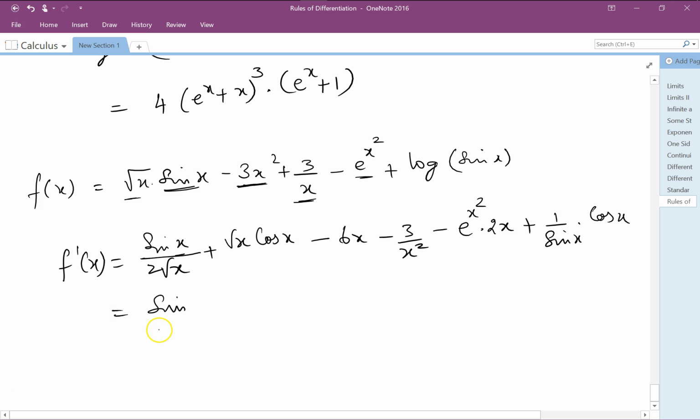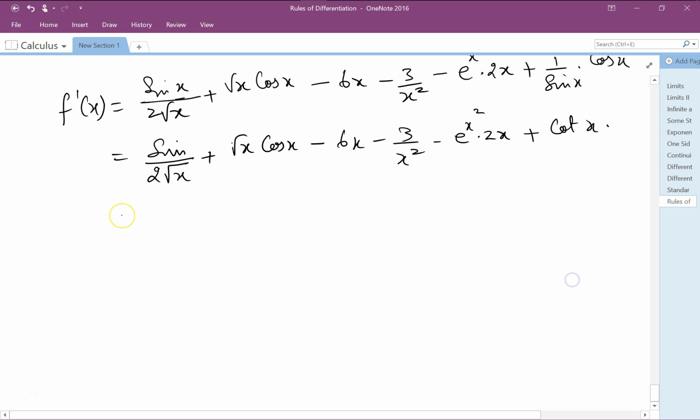So our expression of the derivative comes to sin x by 2 root x plus root x cos x minus 6x minus 3 by x square minus e to the power of x square times 2x plus cos x by sin x, that is cot x. So as you can see, we can go and find the derivative of any expression.